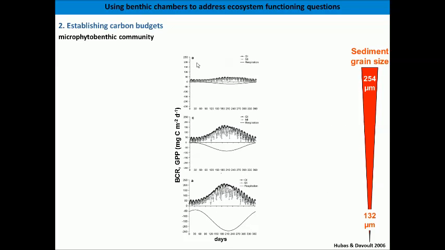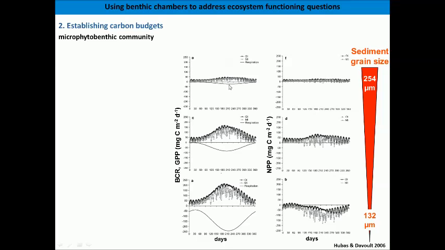Going back to the sediment grain size, you can establish the same budget at each station, and you see that again you have a damping effect as you go towards the sandy station. And by taking the difference between gross primary productivity and respiration, you get net primary productivity for each day of the year.